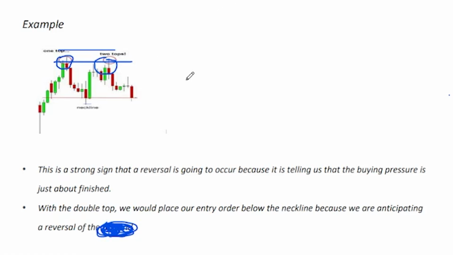So at that time, you are expecting the seller to control the market to the downside. With the double tops, we would place our entry order below the neckline. Why? Because at that time we are breaking below the previous low, which means that we are going to continue to the downside, anticipating the market to move downside.